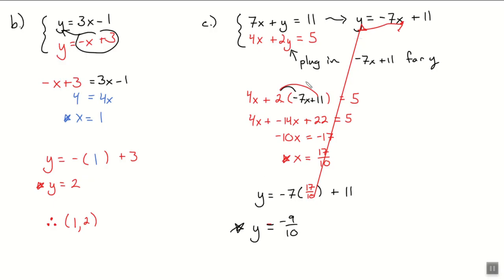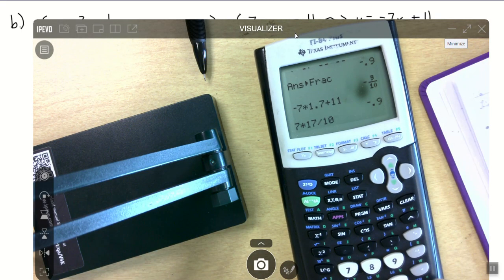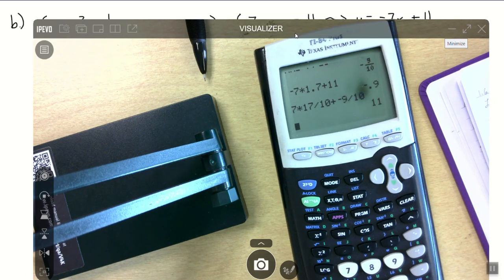Do I really truly think that each of you are going to use these numbers, plug it into this to check it? Honestly, not really. But if we have a calculator and you want to ensure that you're right, is it reasonably easy to do? I'm going to do the top one using x is 17/10 and y is negative 9/10. So I'm going to type 7 times 17/10 plus y, which was negative 9/10. And it should be 11. That's what my equation said. Was it 11? Yeah. It works.